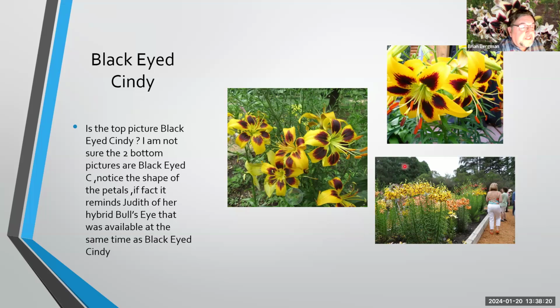Now the top one, if you look at the pollen, look how bright it is. So I believe it could be Black-Eyed Cindy, but the pollen has probably been enhanced, so that makes that flower look a little different. So you've got to notice these things, especially when you're Googling and trying to figure out what flower it is. Sometimes things get a little modified.